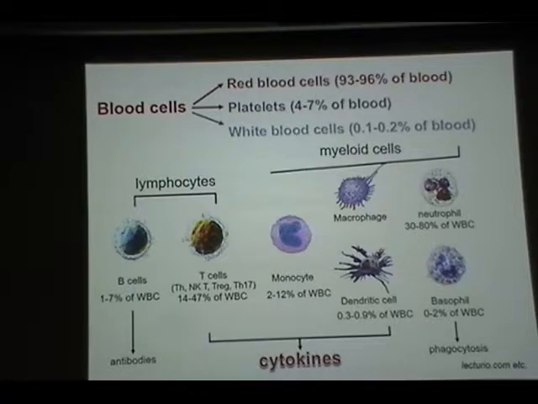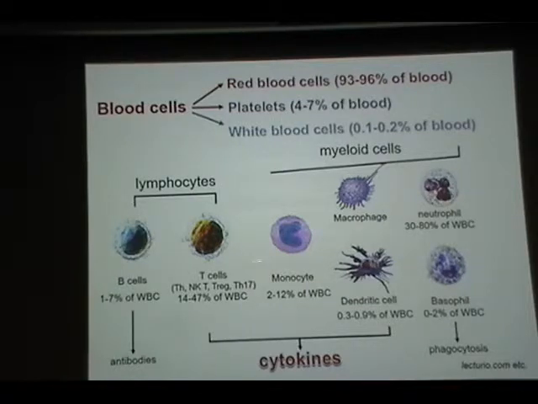I just assume you know that, okay. So we call them Th1 cells or Th2 cells, and also we have natural killer T cells, NK cells. We have Th17 cells and a couple of other cells. So you can see here, T cells account for somewhere between 14 to almost 50% of total white blood cells in our circulation.